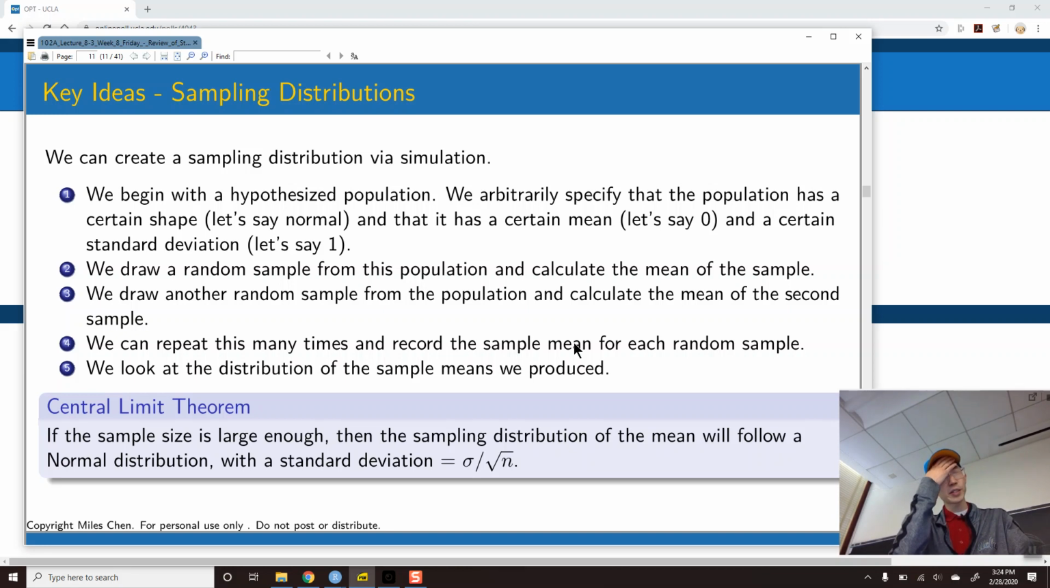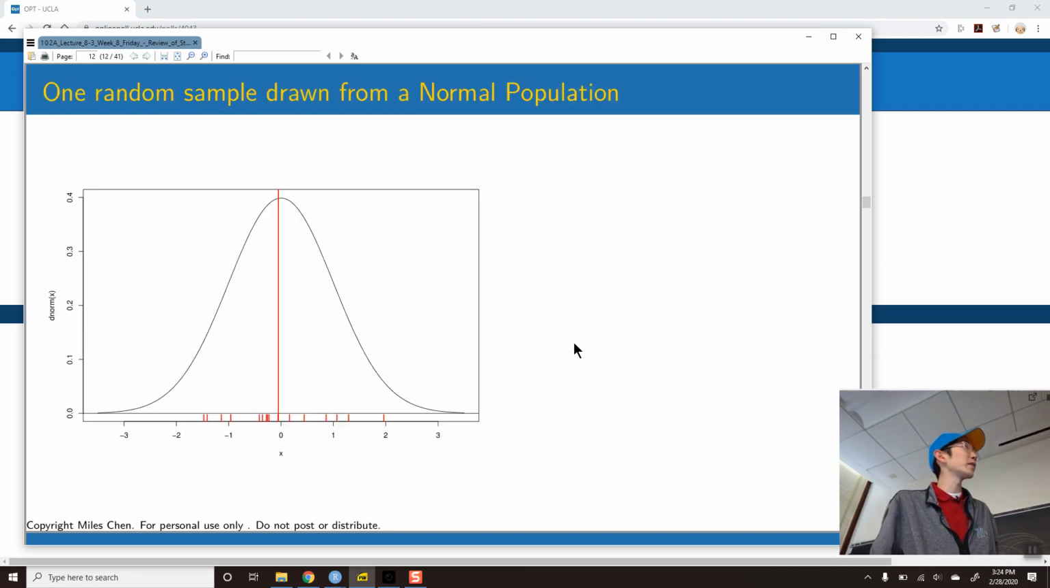When you're looking at the sampling distribution of the mean, the central limit theorem kicks in, which says that if the sample size is large enough, then the sampling distribution of the mean will be normal, and it's going to have a mean equal to the population mean with a standard deviation sigma over the square root of n.